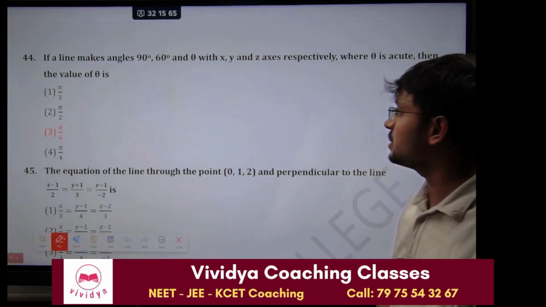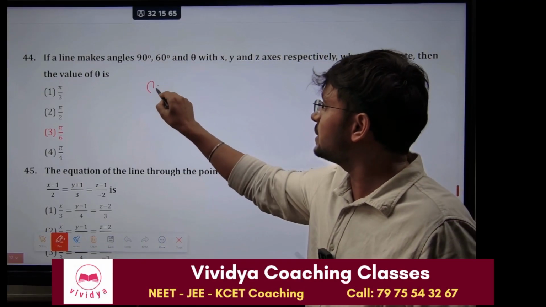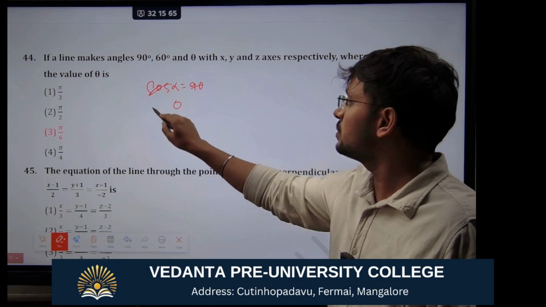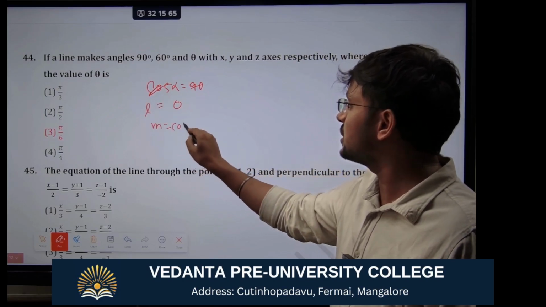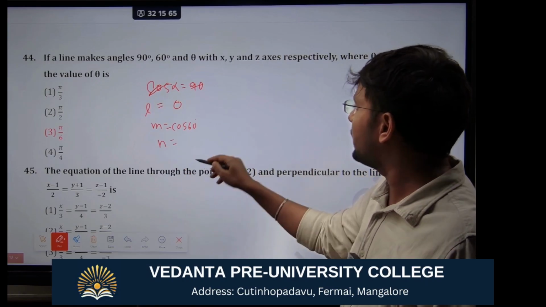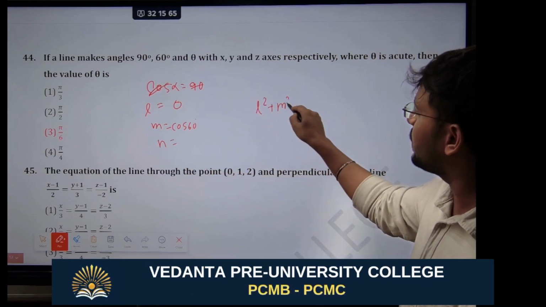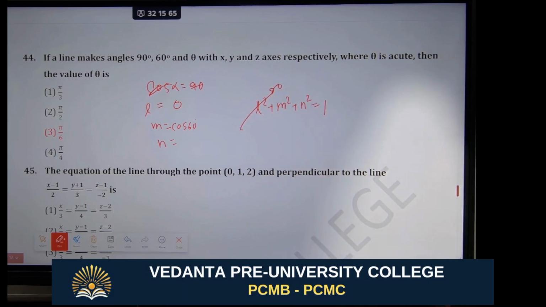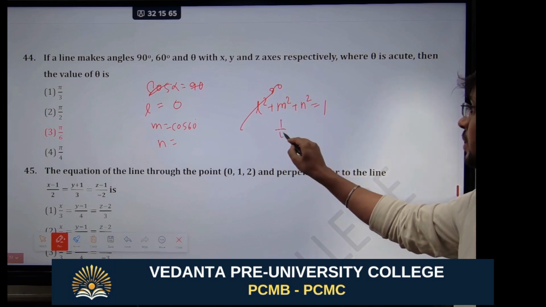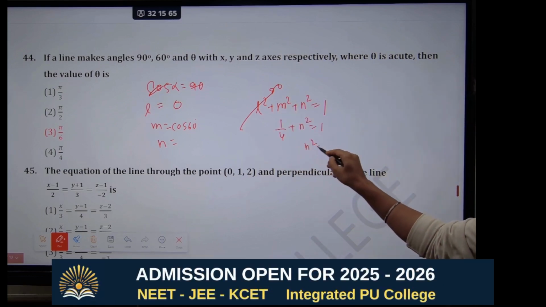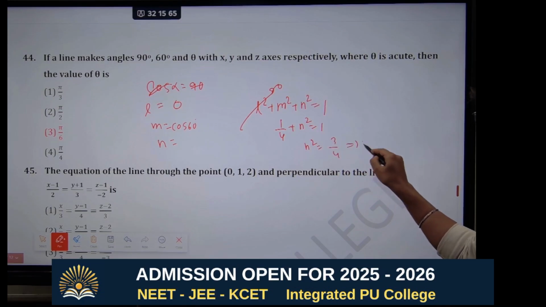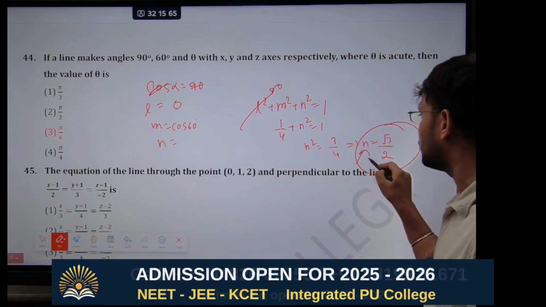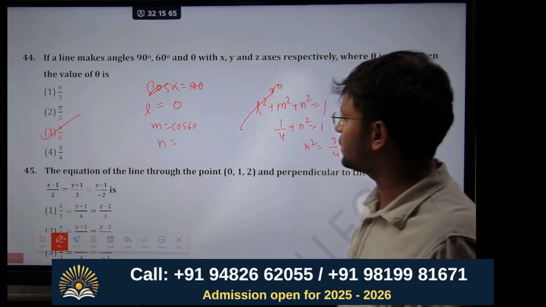Again, this is the direction cosine. There is an angle. Alpha is given as 90 degrees, so cos alpha will be 0. L will be 0. What will be M? Cos 60. And what is N? N we have to find. We know that L square plus M square plus N square is 1. So this is 0. Cos 60 is 1 by 2, so 1 by 4 plus N square is 1. So N square will be 3 by 4. So N will be plus minus root 3 by 2, but we will take the acute angle here as given. So cos gamma is root 3 by 2, so the angle will be pi by 6.